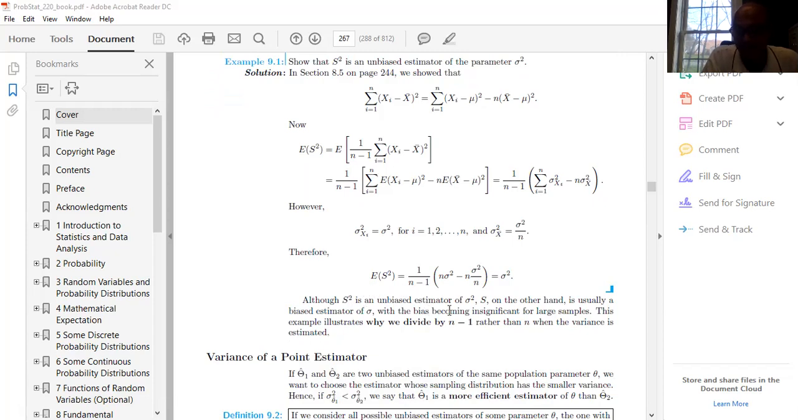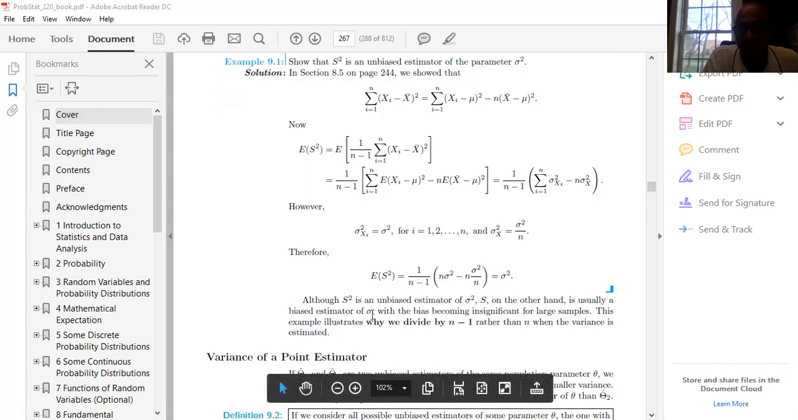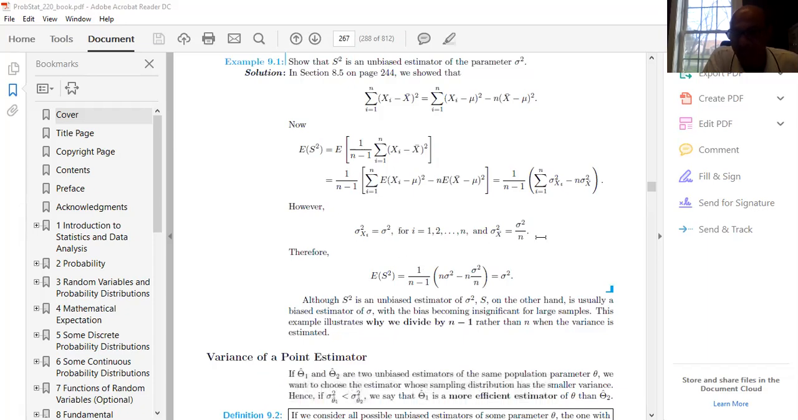Although S square is the unbiased estimator of sigma square, on the other hand, it is usually a biased estimator of sigma, with the bias becoming insignificant for large samples. This example illustrates why we divide by n minus 1 rather than n when the variance is estimated. Because you can see here you have n, here you have n, so you can have this n outside and n will get cancelled out. You can see that sigma x bar square equals sigma square by n. This n and n get cancelled out, and that's why we are getting n minus 1. So we divide by n minus 1.